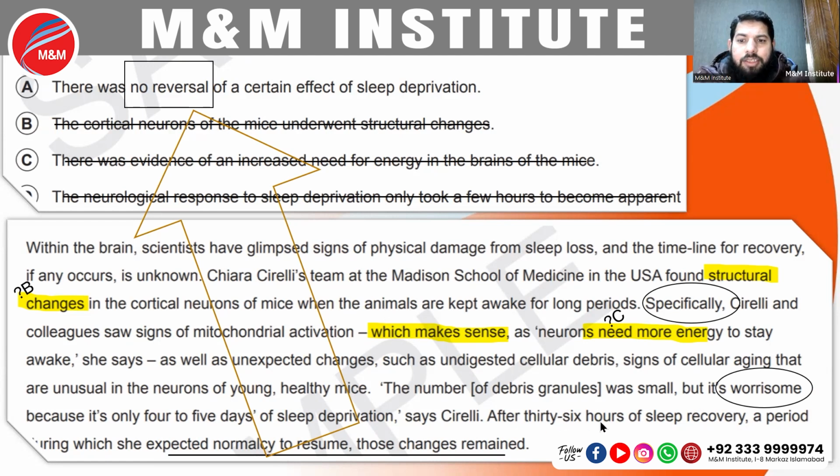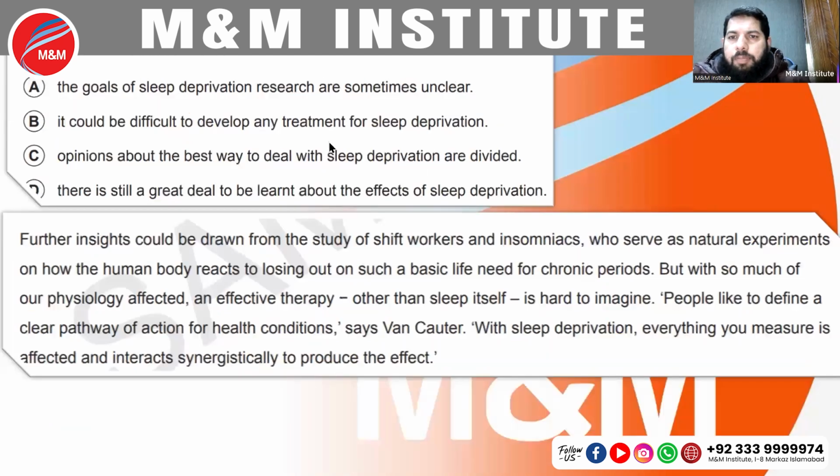But this line is written with not a high tone, but it's the answer. After 36 hours of sleep recovery, during a period during which she expected normalcy to resume, those changes remain. So no reversal has been explained in this way. There is no, those changes remain. It means that there was no reversal of certain effects of sleep deprivation. So still, if you have any question, write in the comment so that we can try to explain it to you.